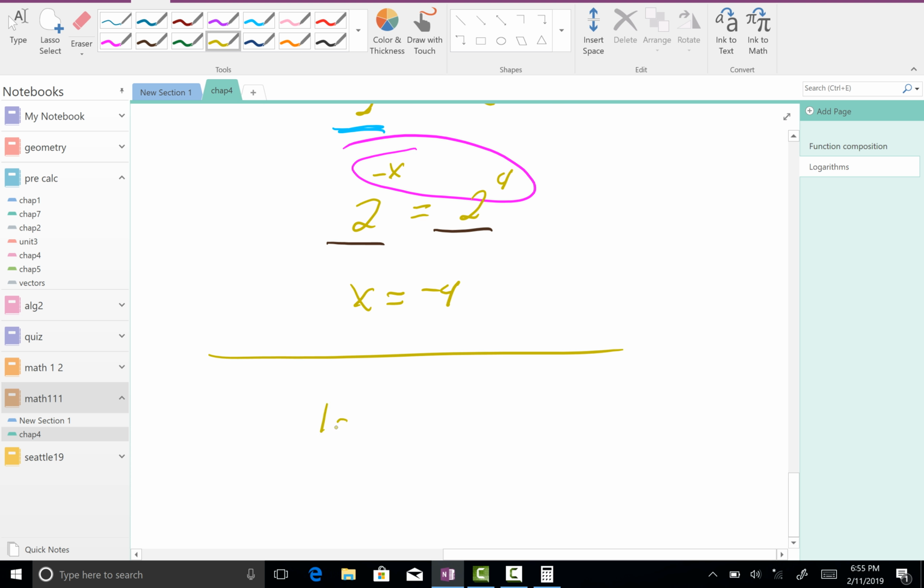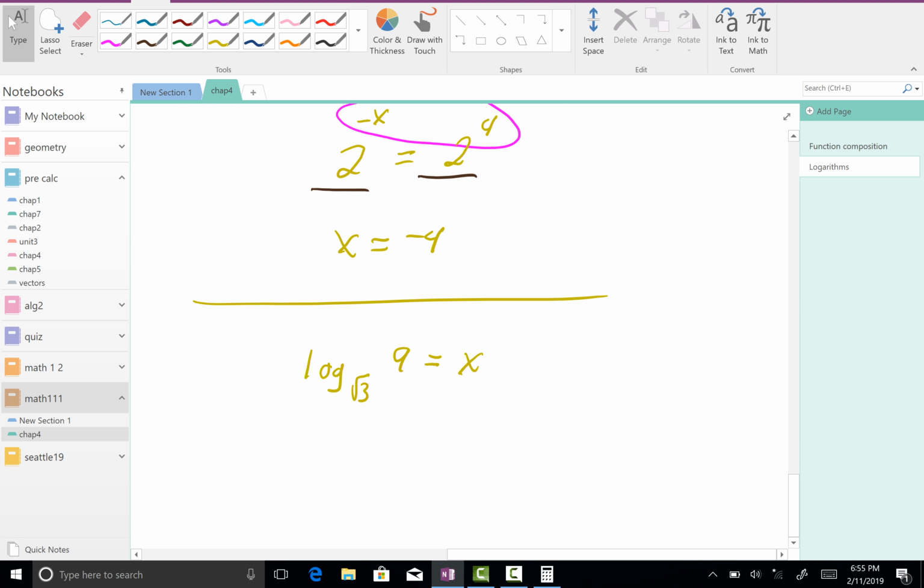Let's do another one like that. So let's go with log base square root of 3 of 9 equals, don't know. So we're going to use the definition of a logarithm. Here's our base, square root of 3, to what power? x has to equal 9.